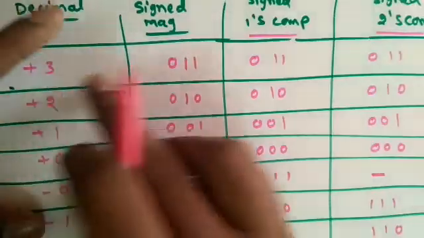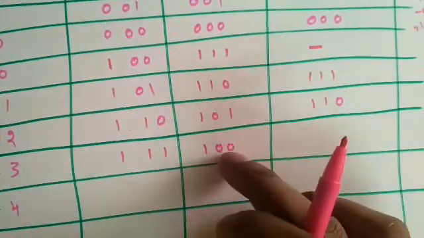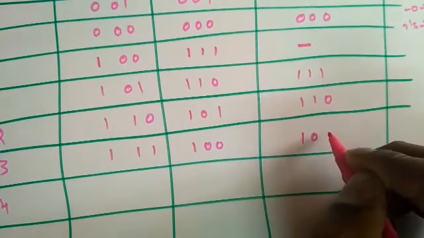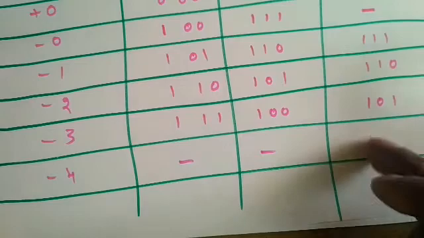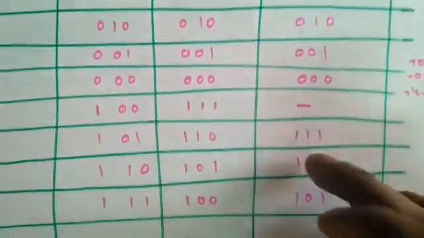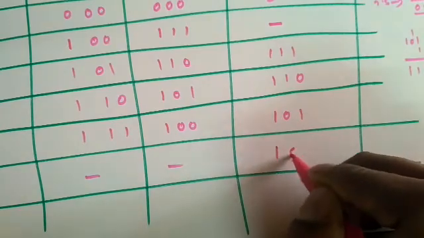Last one, minus 3. Plus 3 means 0 1 1. So 1 0 0. This is the sign 1's complement. If I want minus 3 in 2's complement, just add plus 1. What is this? 1 0 1. Now, is minus 4 possible in these two cases? Not possible. But in this case, it is possible. Now if you observe carefully, 0 1 1, 0 1 0, 0 0 1, 0 0 0, everything is there in this. One is missing, that is called 1 0 0. So this is the minus 4 representation in this 2's complement form.